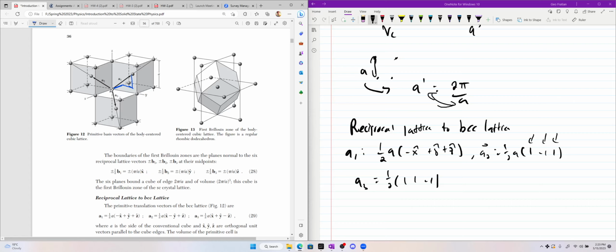And we can do that for all 3. Boop, boop, boop. And then boop, boop, boop. That was a terrible drawing. Boop, boop, boop. There you go. That's what I meant to do.